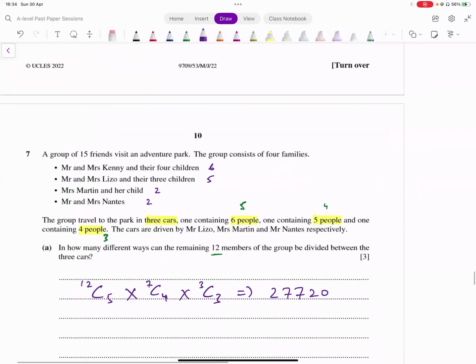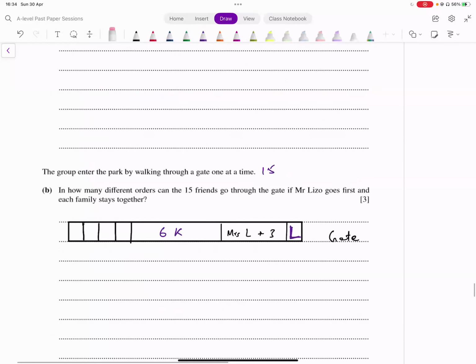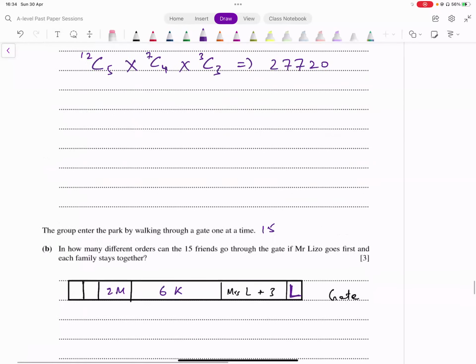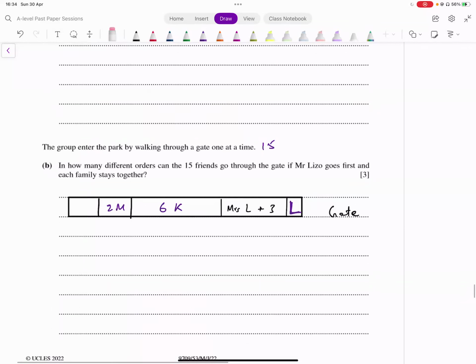And then the remaining 2 families have 2 people each. उनके लिए हमने यहाँ पे कर लिया. तो यहाँ पे हमारे पास 2 लोग आ रहे हैं M की फैमिली से, मिस्टर मिसेस मार्टिन की फैमिली से. We have Mr. and Mrs. Lantis. उनकी फैमिली से 2 लोग यहाँ पर आ रहे हैं. अच्छा, now we need to figure out इनकी arrangements कैसे करनी है.